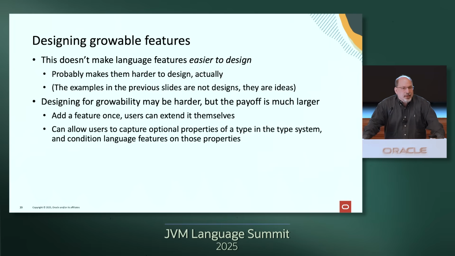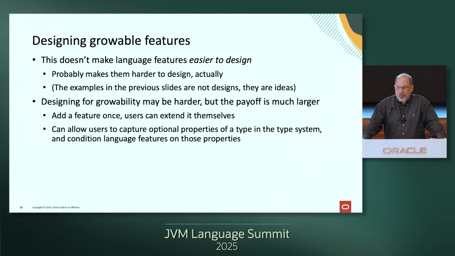So I've outlined a mechanism for designing growable language features. I've talked about in very sketchy terms how we would use it for four potential features that have been irking us for quite a while. So this is great, right? But it's worth observing that this feature doesn't make it any easier to design these language features.